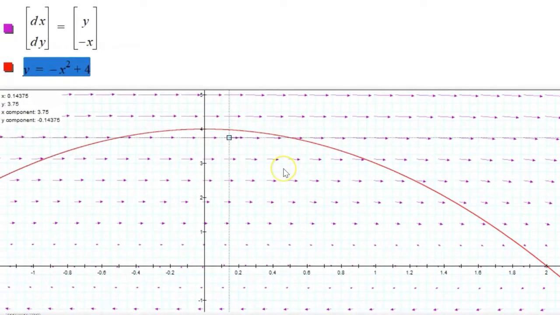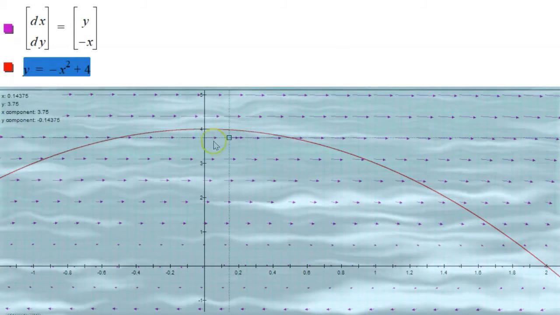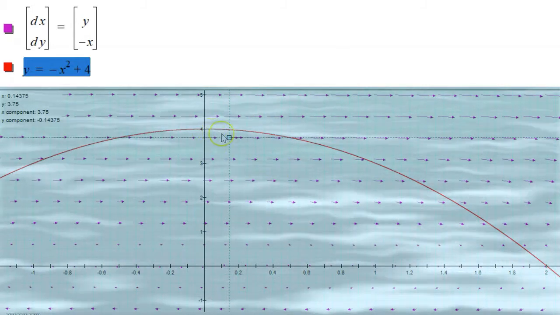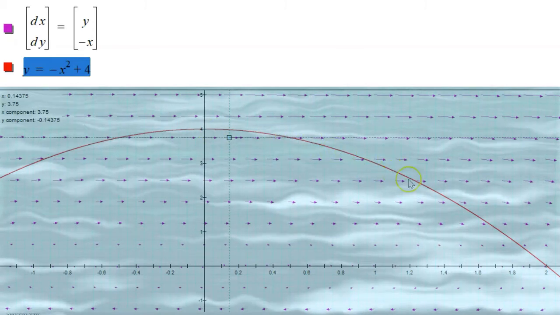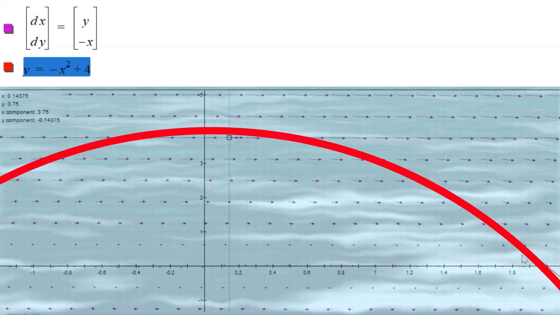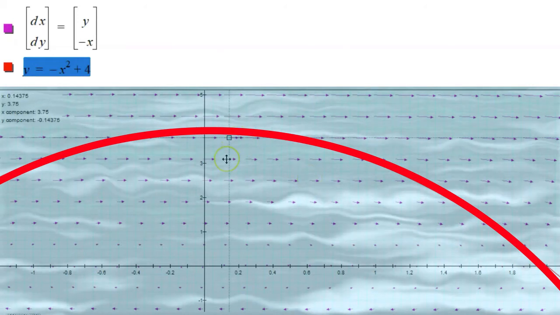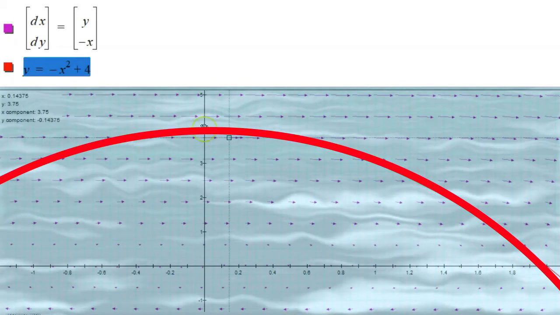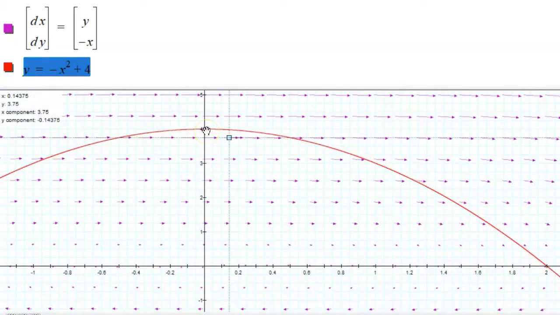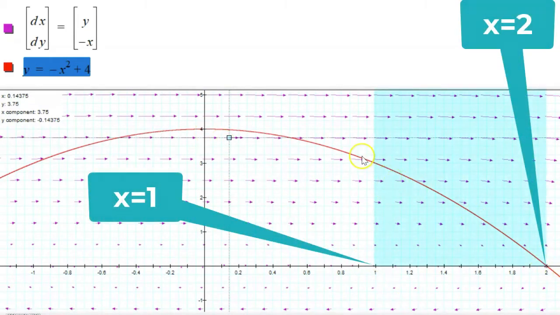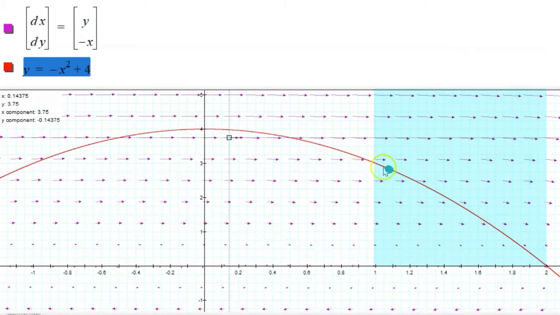So the question is this. Metaphorically speaking, if this vector field was to represent, say, the flow of water in a river or some body of water, and if we were traveling through that body of water along this parabolic curve that you see here in red, the question would be: does the current in the river aid or hinder our traveling from x equals 1 to x equals 2? So as we travel metaphorically along this curve, does the current in the river help us or hinder us?